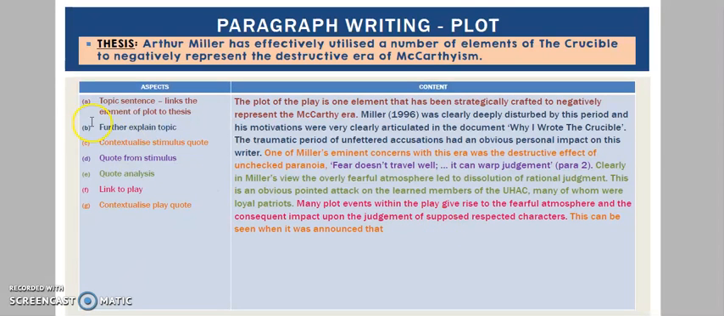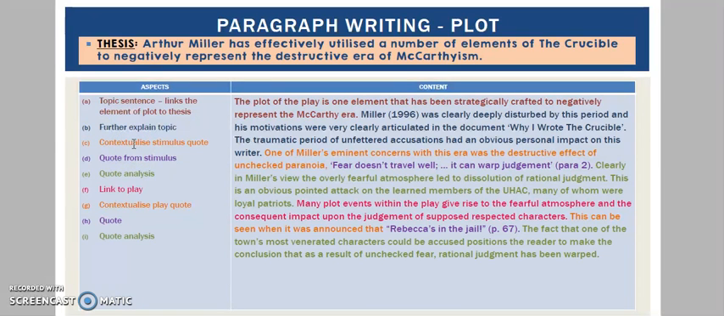Then we follow the same structure. We contextualize the quote, and then we give the quote, then we analyze the quote again. You have to have 2 sets of these. So a quote from your stimulus documents that are in your task sheet, then a quote from the play to help make that comparison here.